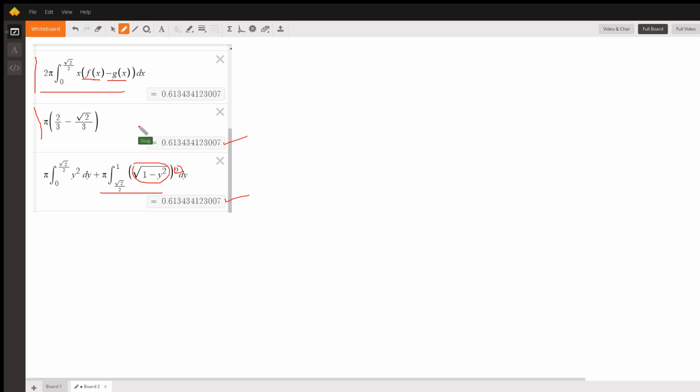And you can see we get the same answer as we did with the shell method. So I'll leave it to you to actually evaluate these 2 integrals by hand. I'm assuming you were just having trouble setting up the integral. So there you go.